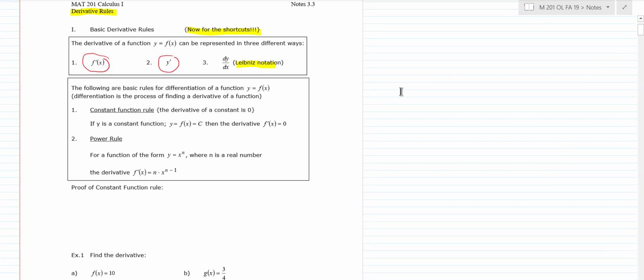So we're going to look at two rules. The first one is the constant function rule. And it just says the derivative of a constant is zero. All right. So if y is a constant function, then that derivative is zero. And really all you have on this is, for instance, if you had f of x equals 2, well, that is, of course, a horizontal line.